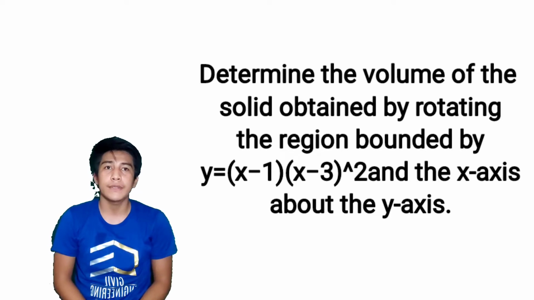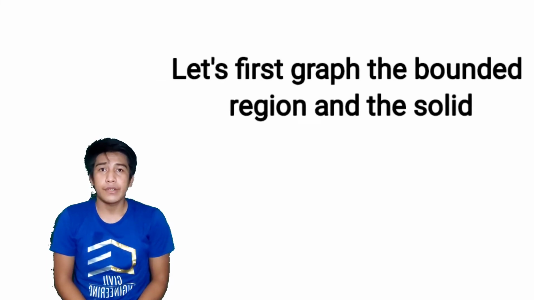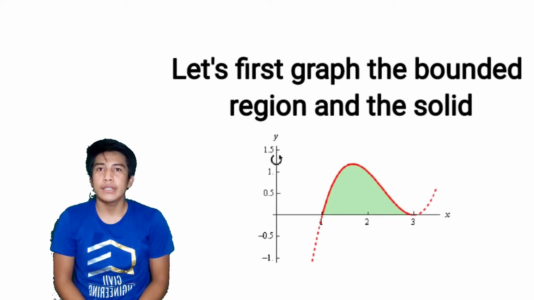Our example problem is to determine the volume of the solid obtained by rotating the region bounded by y equals x minus 1 times (x minus 3) to the power of 2, and the x-axis, about the y-axis. In solving the problem, let's first graph the bounded region and the solid. Note that the bounded region here is the shaded portion shown. The curve is extended out a little past this for the purposes of illustrating what the curve looks like.